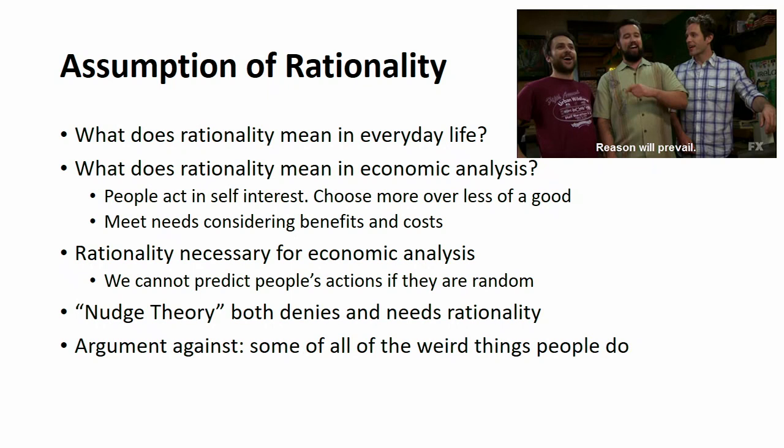Nudge theory explicitly denies rationality, but at the same time needs rationality for it to work. Basically, what they say with nudge theory is we should use small things, small incentives, to encourage people to do good things or discourage them from bad things. People tend to have a lot of impulse buys right by the cash register, where you see a bunch of candy bars. Always put the high impulse goods there.